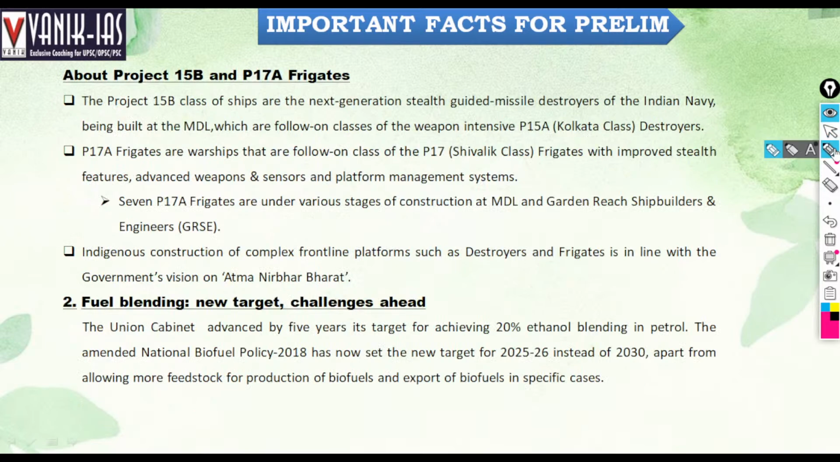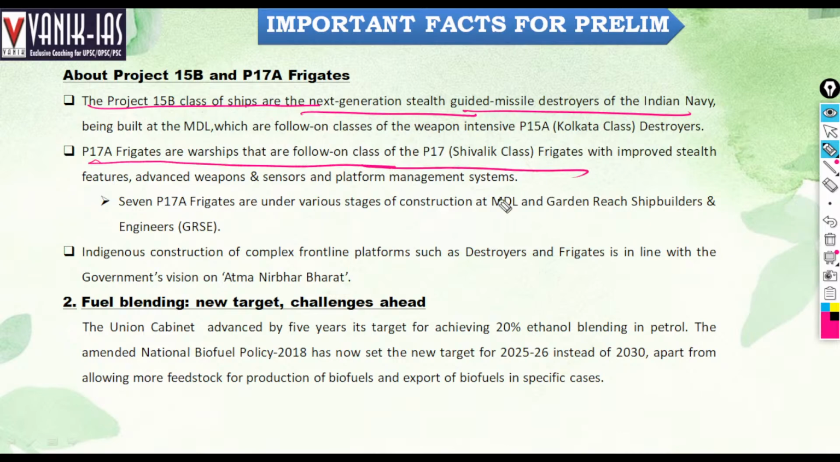What are Project 15B and 17A frigates? Project 15B is a class of ships, the next generation stealth guided missile destroyers of the Indian Navy. Project 17 frigates are warships that follow the Shivalik class frigates. They are in line with the government's Atmanirbhar Bharat.